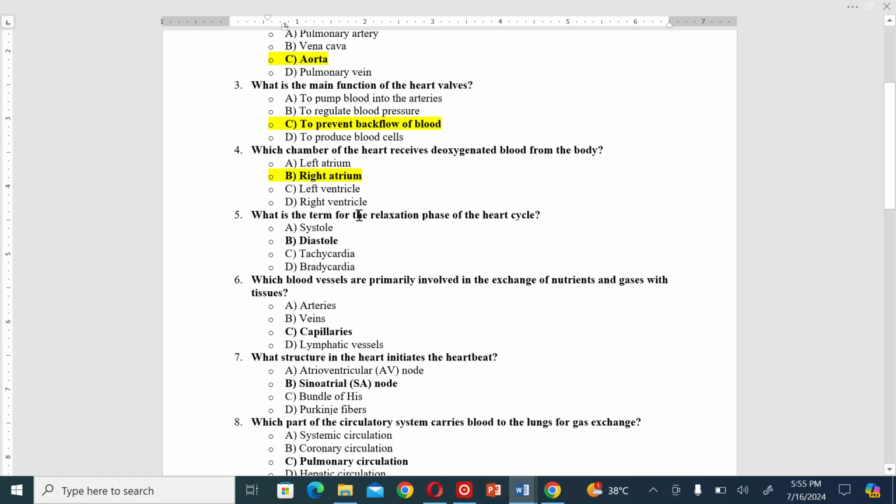Which is the term for the relaxation phase of the heart cycle? A. Systole, B. Diastole, C. Tachycardia, D. Bradycardia. So the correct option is B, diastole.